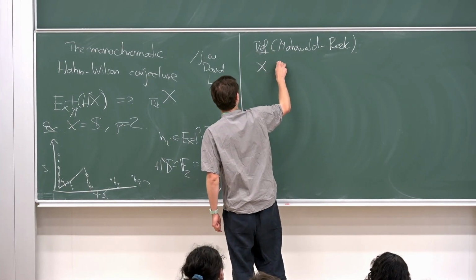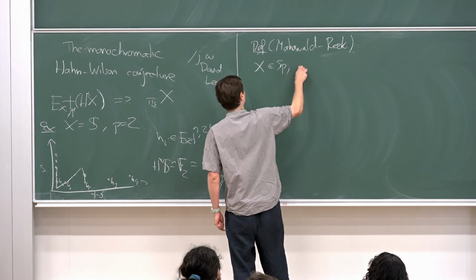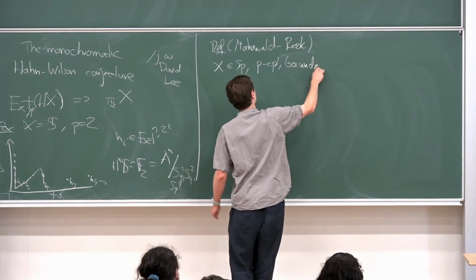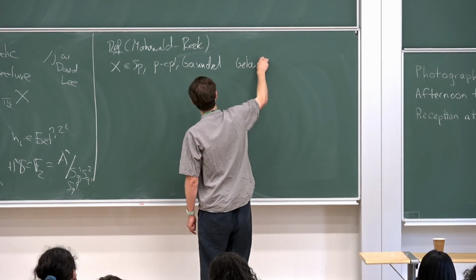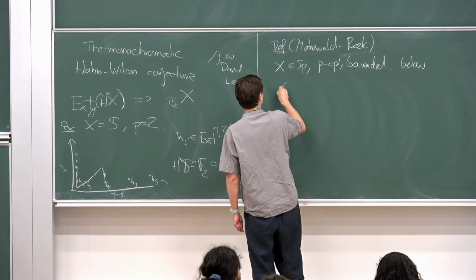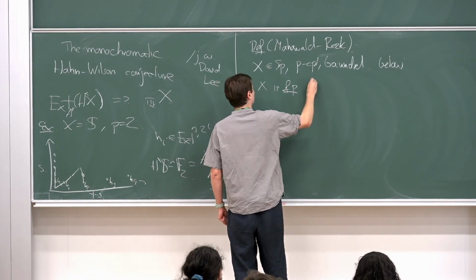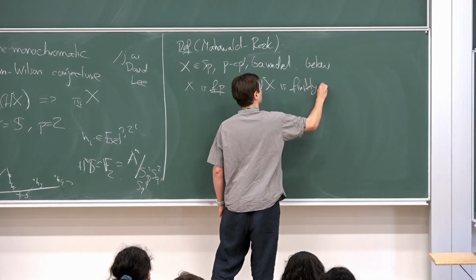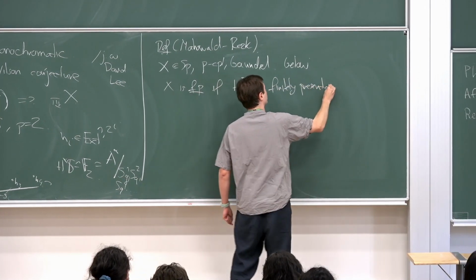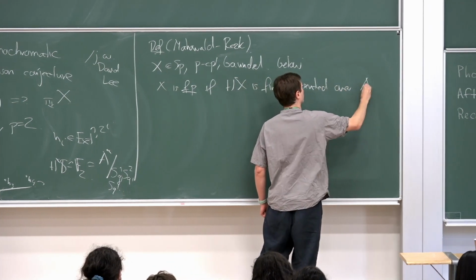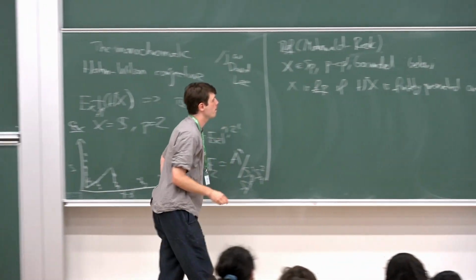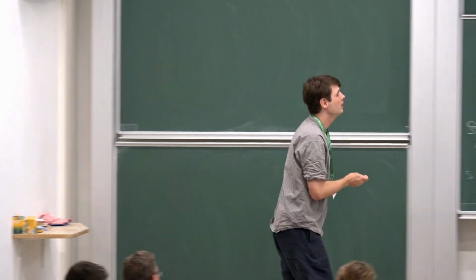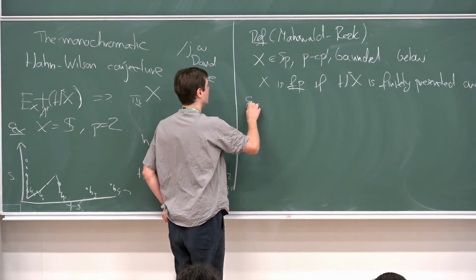Here's the definition. X is going to be a spectrum, and it is going to be p-complete and bounded below. This is enough to guarantee the convergence of the spectral sequence. We're going to say X is FP, if its cohomology is finitely presented over the Steenrod algebra. So a non-example would be the sphere. In fact, no finite spectrum is ever FP. That's something one can show.